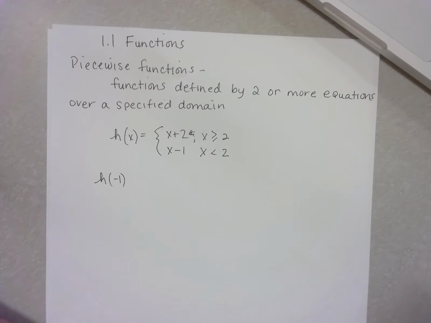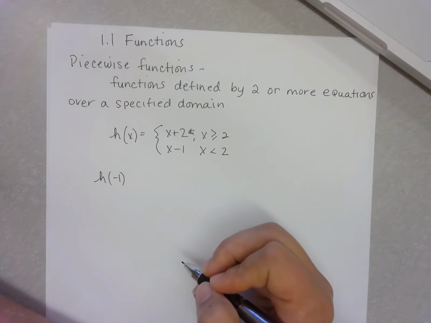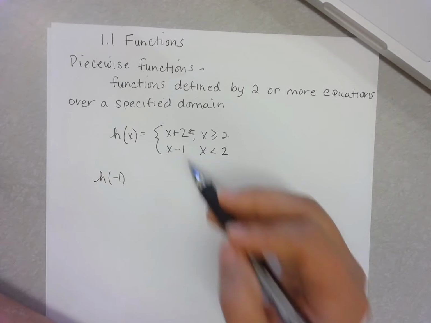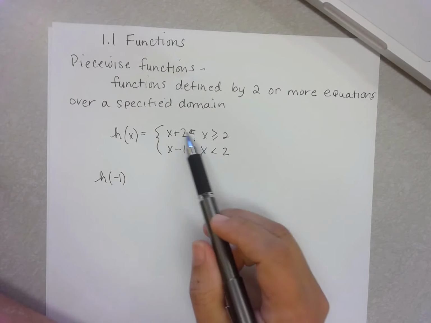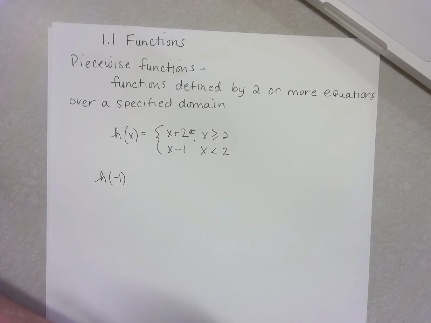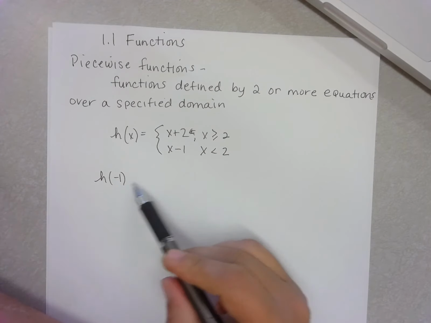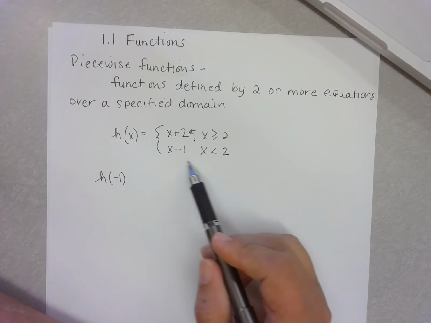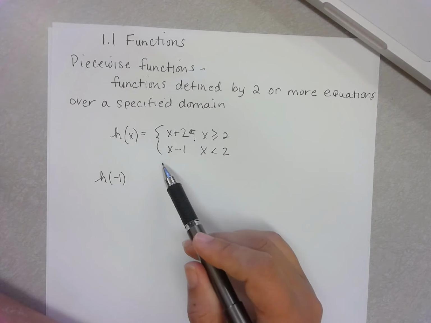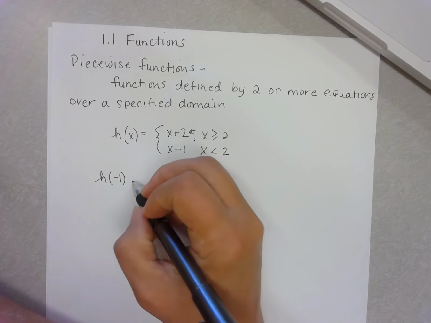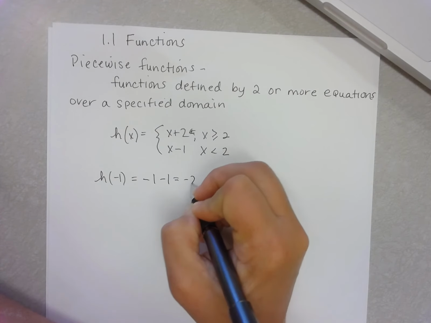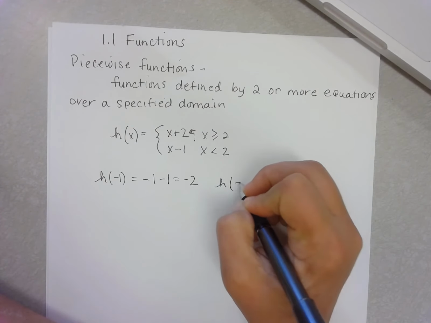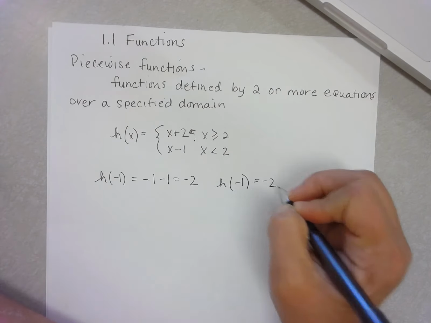So where is my function defined for negative 1? I don't just come up here and put it into both, because I'm looking for the part where it is defined at negative 1. Negative 1 is smaller than 2, so this is the piece that I'm going to plug my negative 1 into. So h of negative 1 is negative 1 minus 1, which is negative 2. So we can say that h of negative 1 is negative 2.